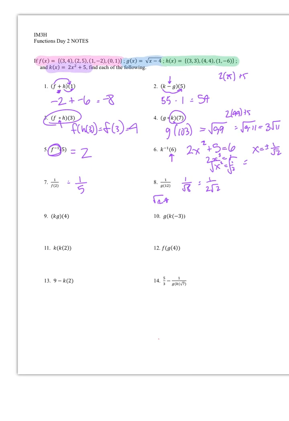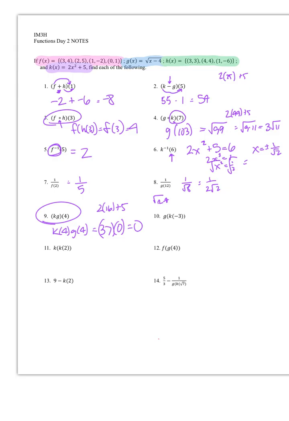Okay, now when you take a look at number 9, notice this does not have the little circle in between. This actually just means multiply. In other words, it's what's k of 4 times g of 4. So k of 4, oh my gosh, more math. Let's see, that's 2 times 16 plus 5. That's 37. And then g of 4, oh, that's nice. That's 0. This whole thing just ends up being 0.